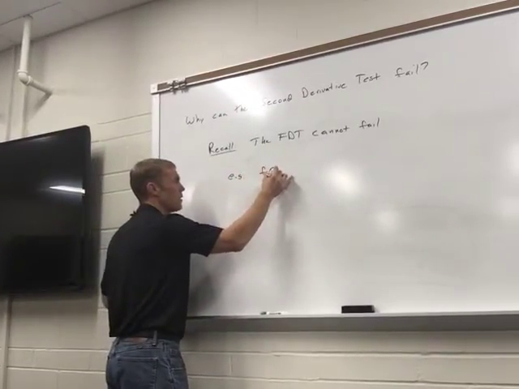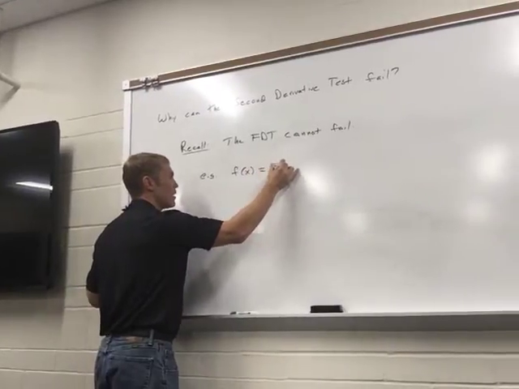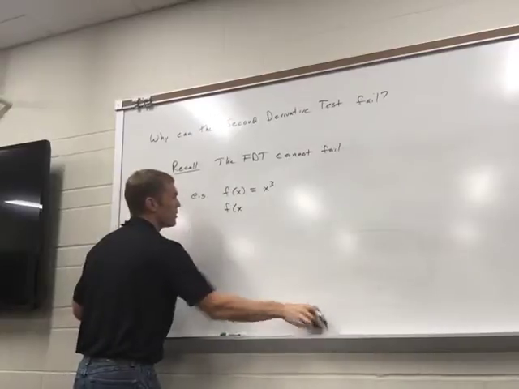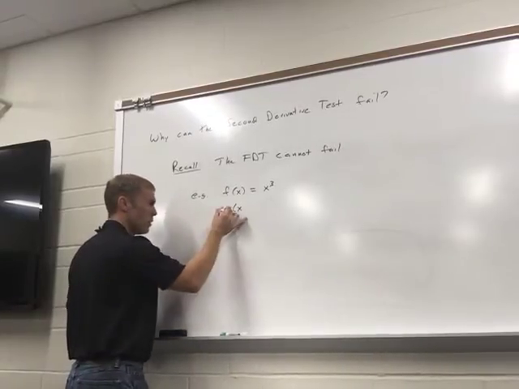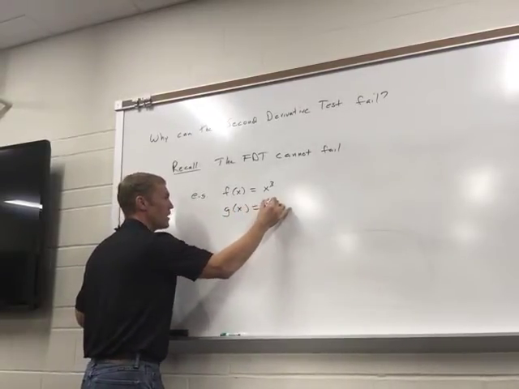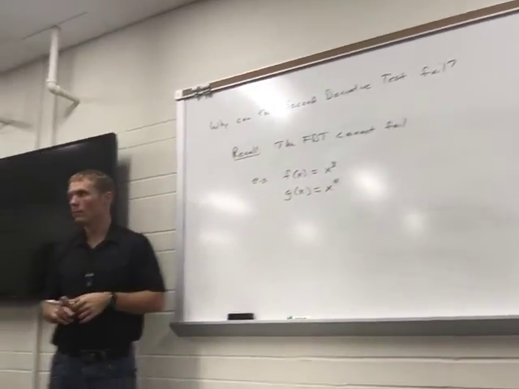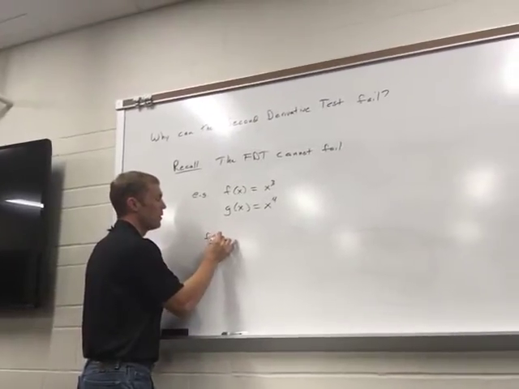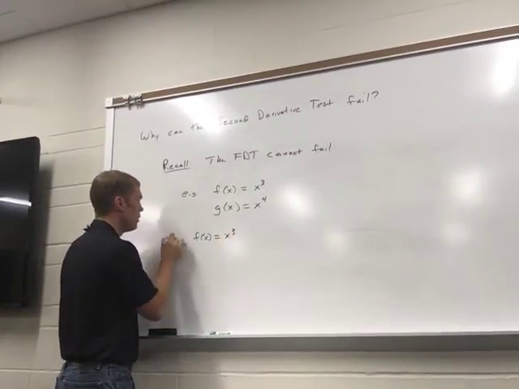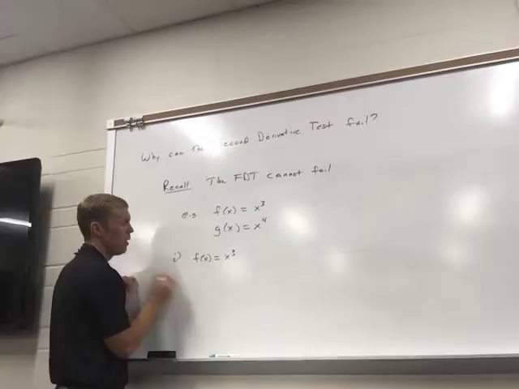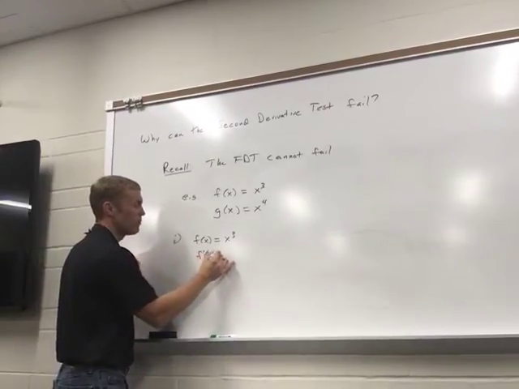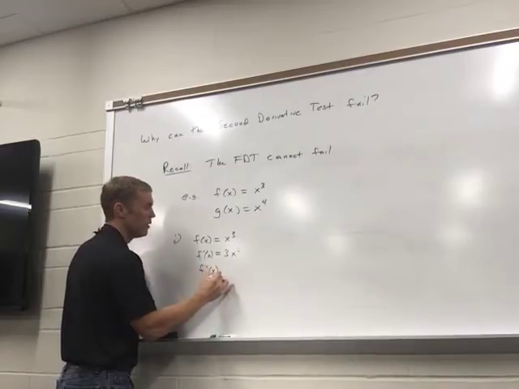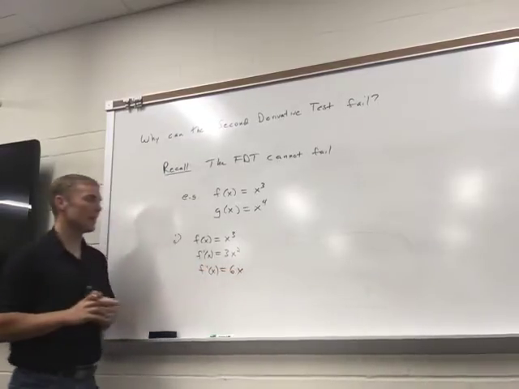Let's look at f of x equals x cubed, and the second function, which should be g of x, equal to x to the fourth. For f of x equals x cubed, case 1, what's f prime of x? Well, that's 3x squared. And the second derivative is 6x.